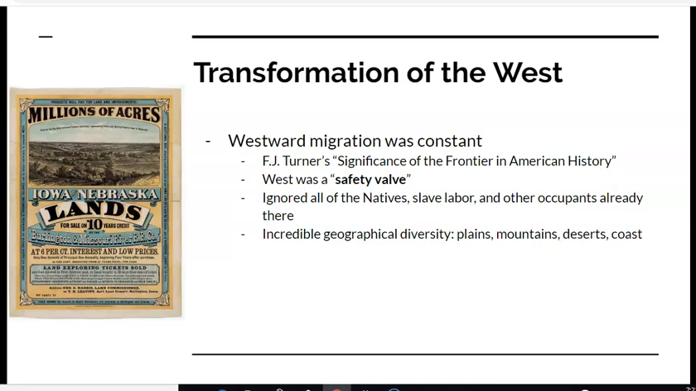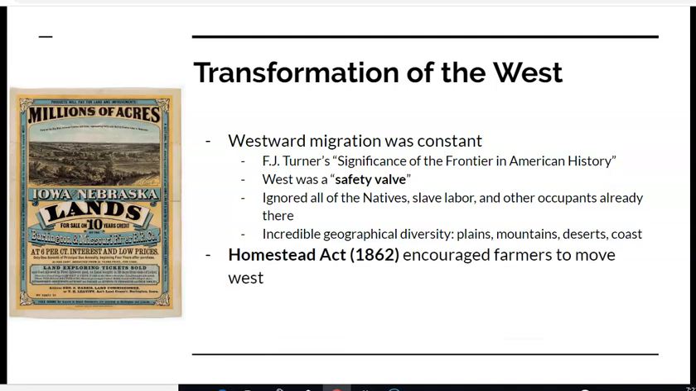And the West in the United States, as we know, living in Colorado, is an incredibly geographically diverse place. There are plains, there are mountains, there are deserts, there's coastline. So to say the West is to describe a very diverse place. One thing that motivated a lot of people to move west was something known as the Homestead Act, passed in 1862, signed by Abraham Lincoln during the middle of the Civil War.